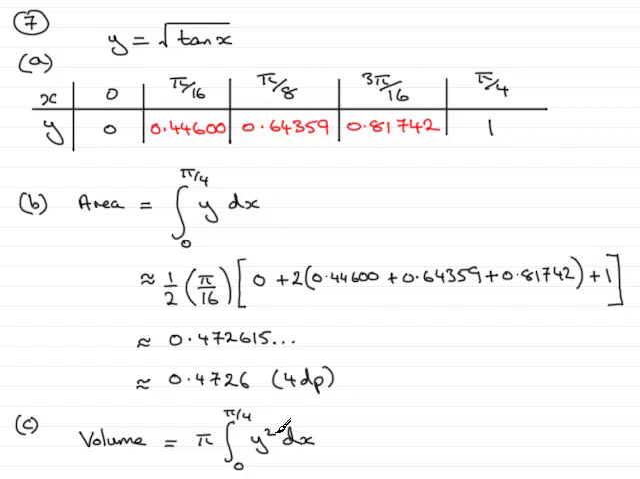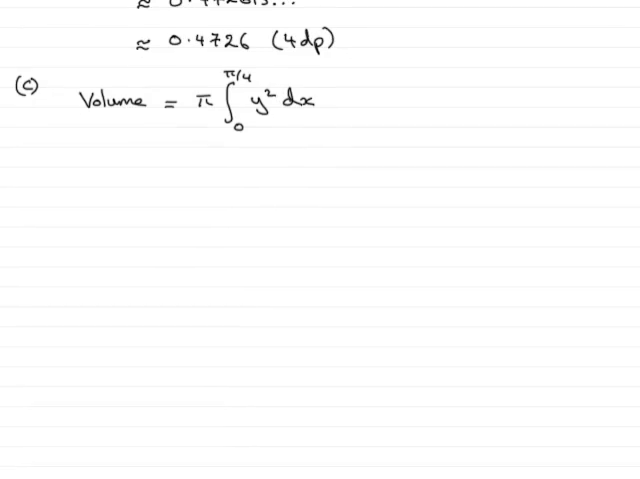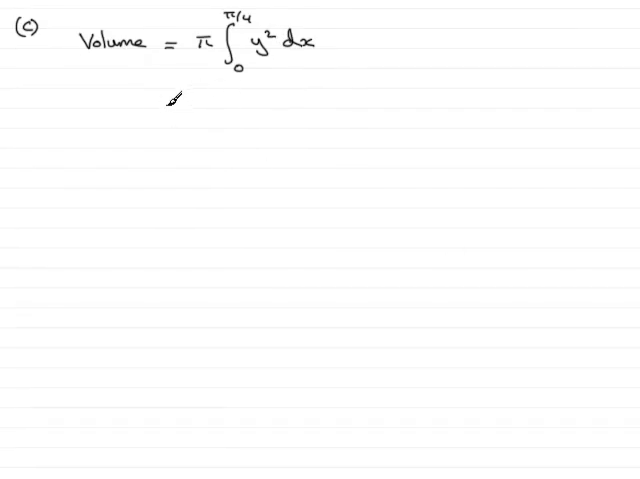Okay, now we've got to work out the exact value, so we need to work out this integral, and we know that y is the square root of tan x, so when we square it, that will be just simply tan x. So I'll move this up to give us more room, and carry on. So we have pi times the integral from 0 to pi over 4 of y squared, which we said was tan x, and that's integrated with respect to x.